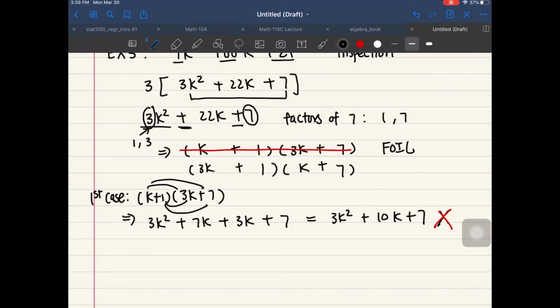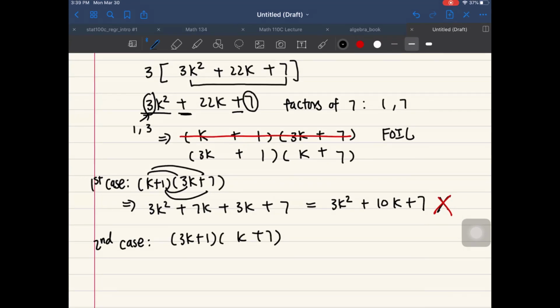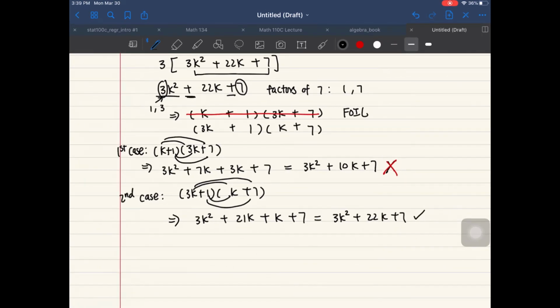Now let's look at the second case. I have 3k plus 1 and k plus 7. Again, I do the FOIL. So I have 3k squared plus 21k plus k plus 7. This is definitely 3k squared plus 22k plus 7, and that matches our answer. So our final answer will be 3k plus 1 times k plus 7.